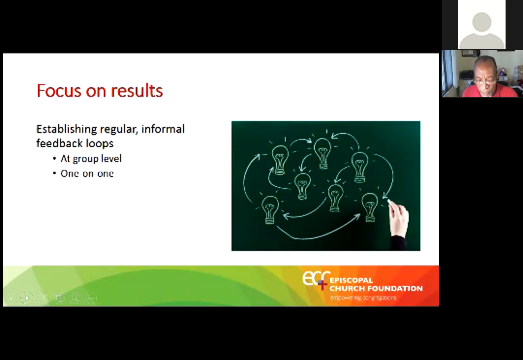The other level is at the group level. How are we doing together as a team? This is an opportunity for team members to share with each other how they think things are going. Things are going well. Meetings are too long. Joe Smith, you know, is taking up too much of the meeting time. How do we get the meeting to be focused? It's an opportunity for us to talk about that.